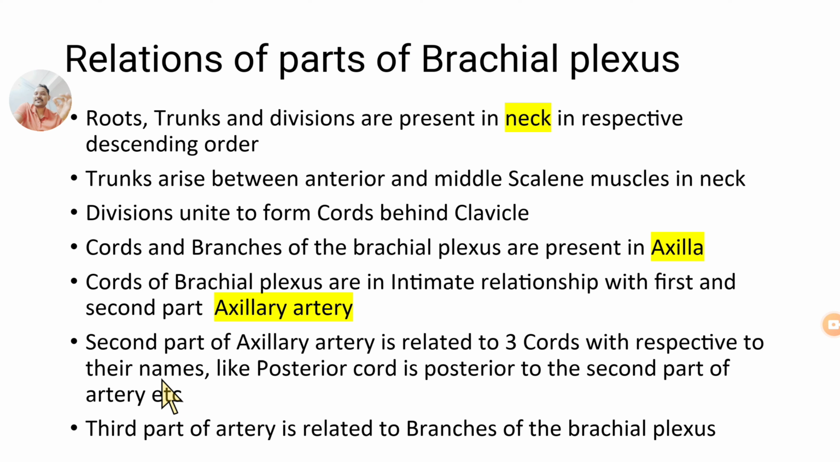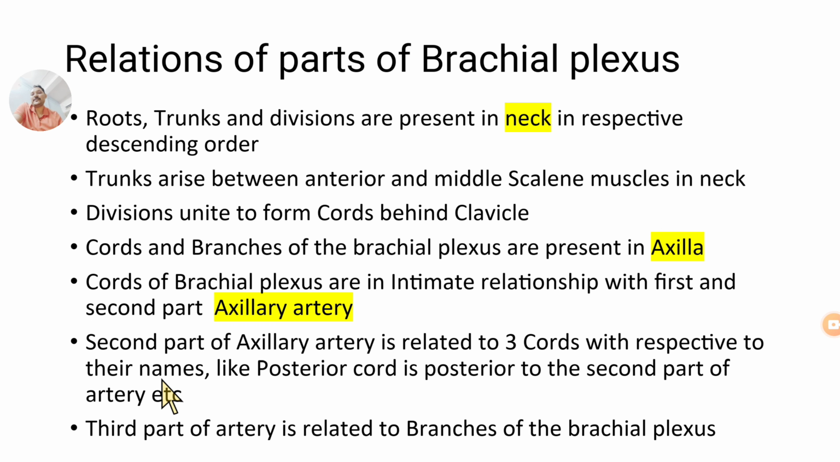Now see, roots and trunks are in the neck. Even the divisions are in the neck. Roots, trunks, divisions are in the neck, and as you descend down from the neck, you have the roots, trunks, divisions. Behind the clavicle, you have formation of the cords. So behind the clavicle, the divisions come together to form the cord. And in the axilla, you have the cords surrounding your axillary artery, and the branches of the cords surrounding the third part and descending down into the upper limb, arm.